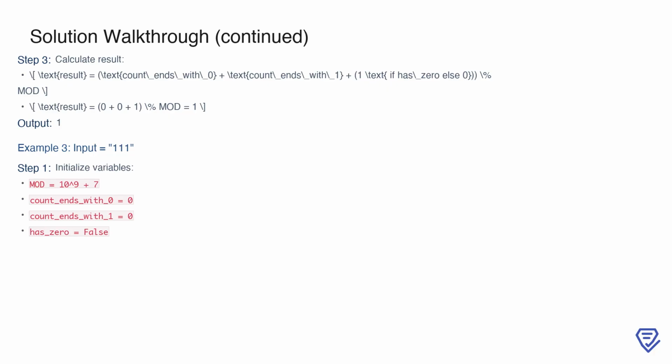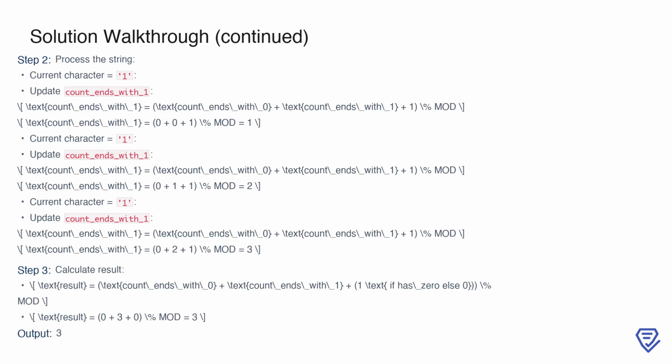For a third example, consider the input 111. The initialization remains the same: mod is 10 to the power of 9 plus 7, count_ends_with_0 and count_ends_with_1 are set to 0, and has_0 is false.